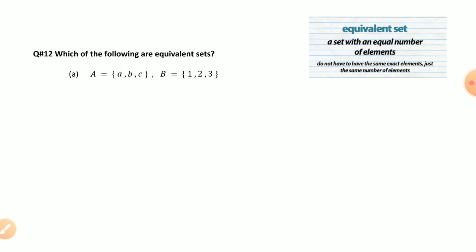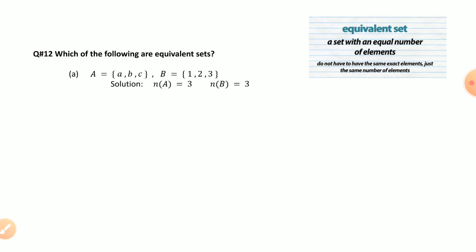Part 1. Set A, A, B, C. Set B, 1, 2, 3. The number of elements in set A is 3 and the number of elements in set B is 3. It means both the sets have the same number of elements. Set A has 3 elements, set B has 3 elements. It means set A is an equivalent set of set B.